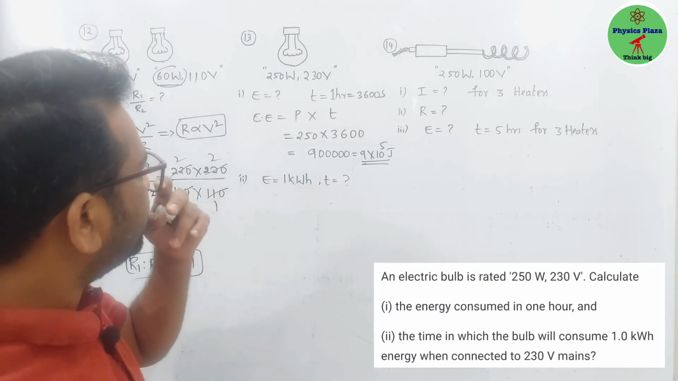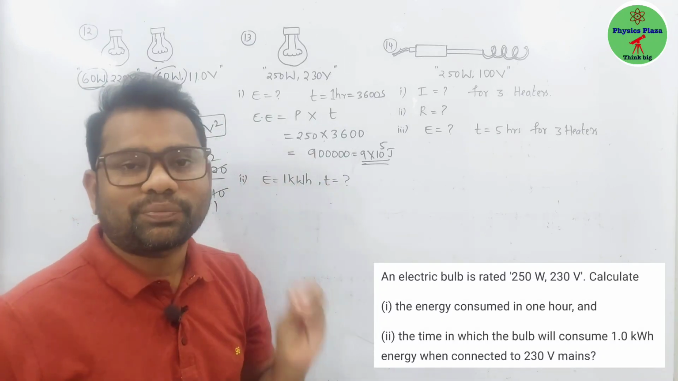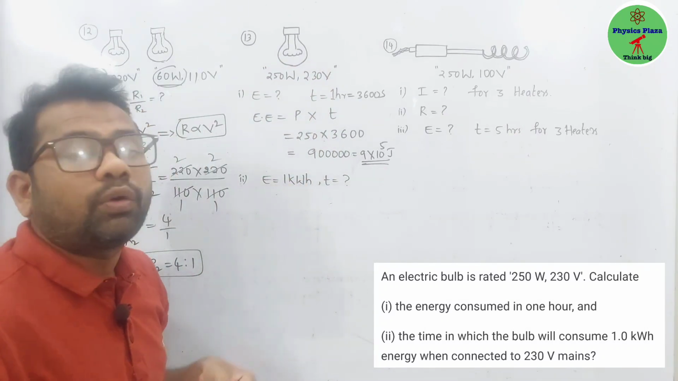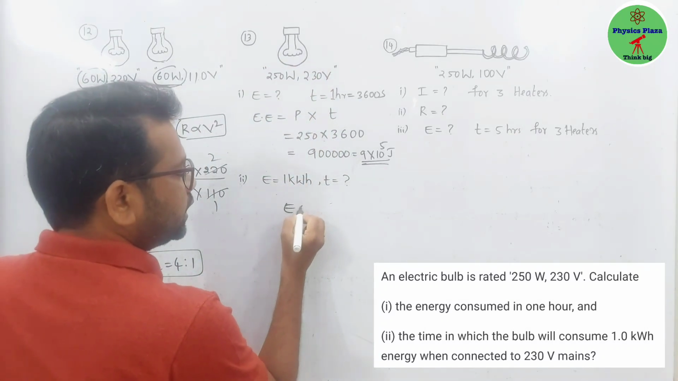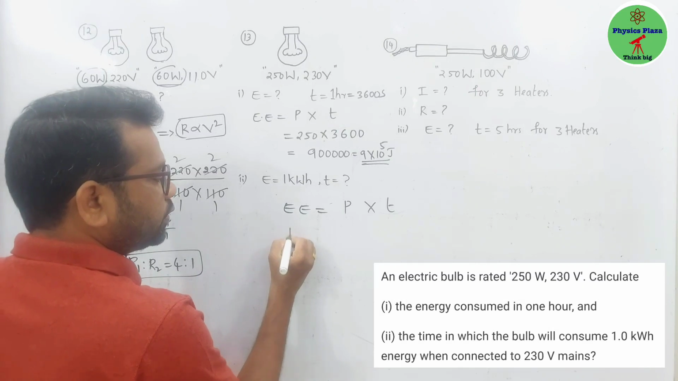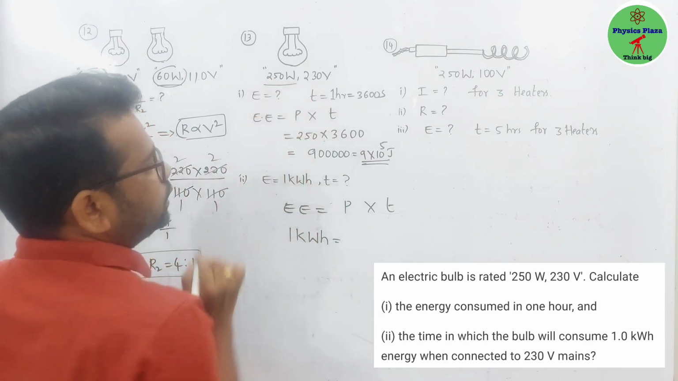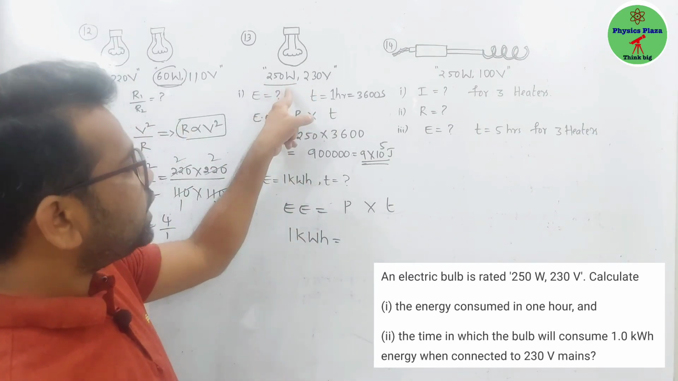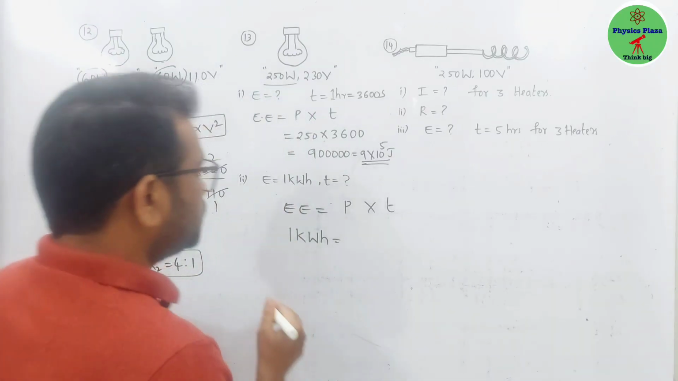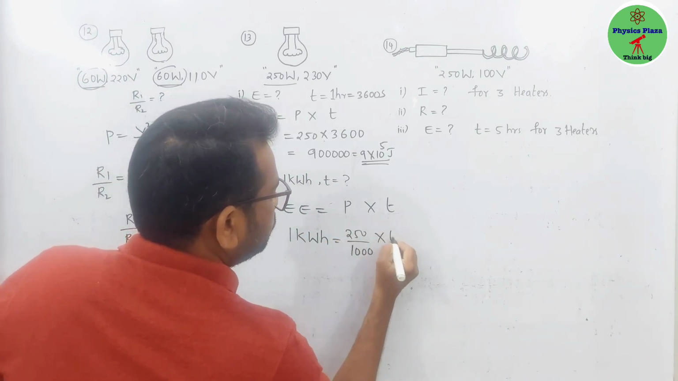Now children, in the second part of the numerical, they are asking how much time it takes in order to consume 1 kilowatt hour energy. So try to understand how much time this bulb takes in order to consume 1 kilowatt hour energy. So we know that electrical energy is equal to power into time. So electrical energy is 1 kilowatt hour. Power is given how much? 250 watt. But here kilowatt is there, right? So this 250 has to be converted to kilowatt. How to convert to kilowatt? By 1000. So 250 by 1000 into time.